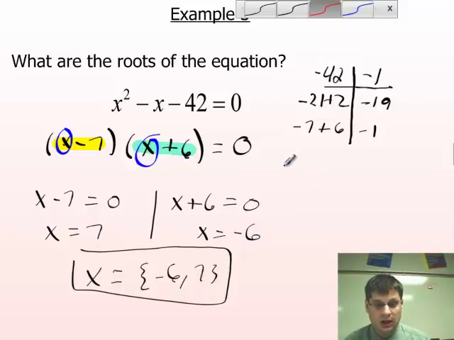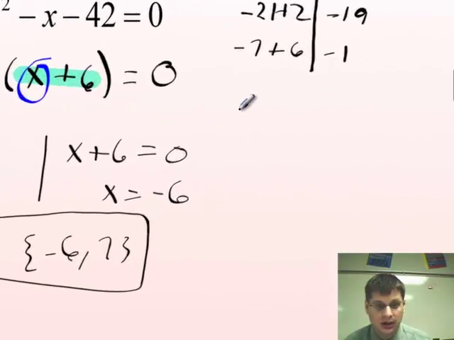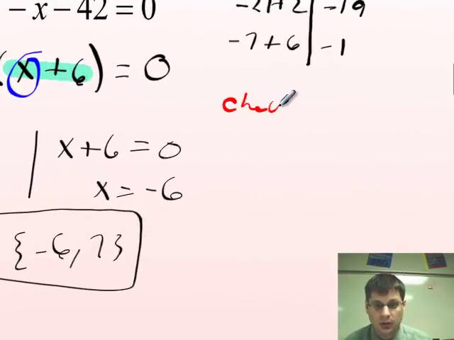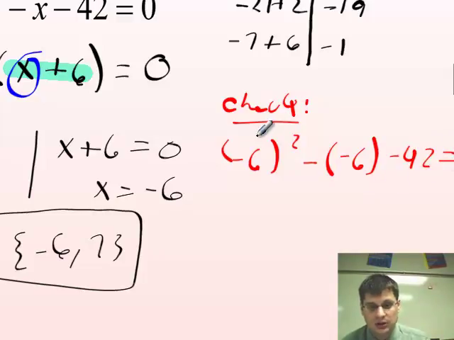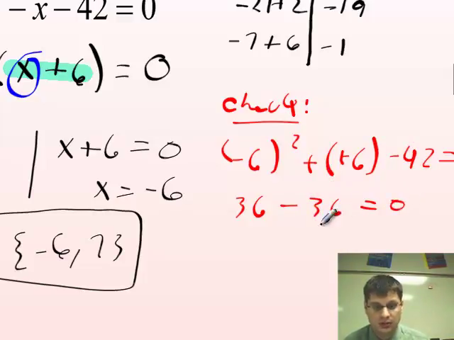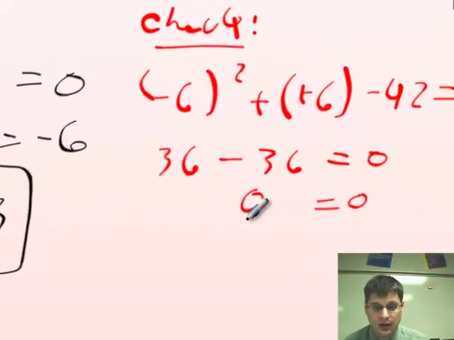So for instance, if I'm going to check this, I would just substitute in a negative 6, so I've got negative 6 squared minus negative 6, using those parentheses around that negative, minus 42 equals 0. So this is going to give me 36, and this is like saying plus 6, so 6 plus negative 42 minus 36. Well, 36 minus 36 is equal to 0.